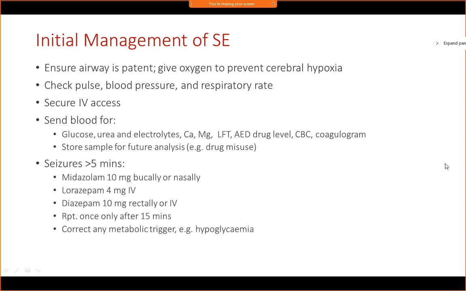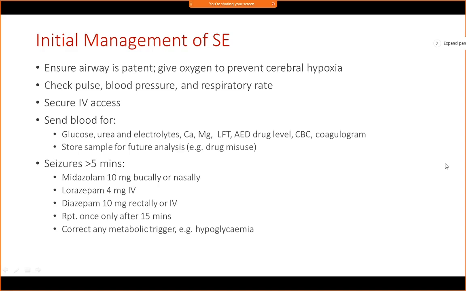By the time you do these things, it is almost 5 minutes. So these are the first line drugs: midazolam 10 milligram buccally or nasally, lorazepam 4 milligram IV, or diazepam either IV or per rectally 10 milligram. Repeat any of these drugs after 5 minutes if the seizure still continues. You correct the metabolic abnormality, especially hypoglycemia. Give 25% glucose if the sugar is on the lower side. Always give it. Hyperglycemia is not catastrophic, but hypoglycemia is life-threatening.